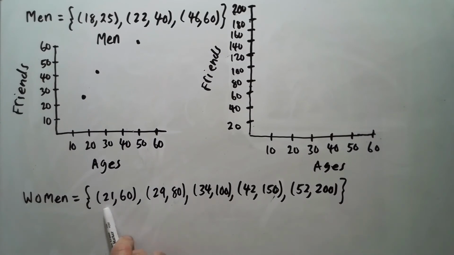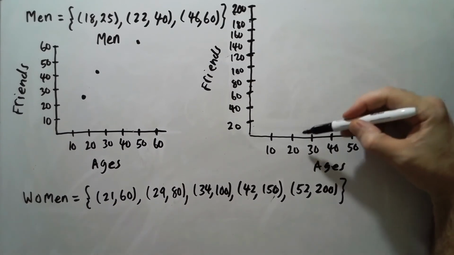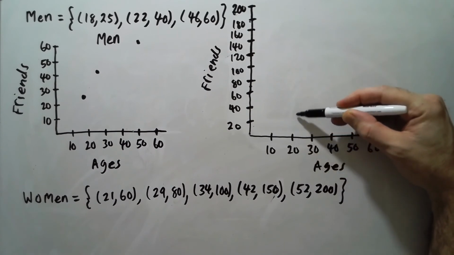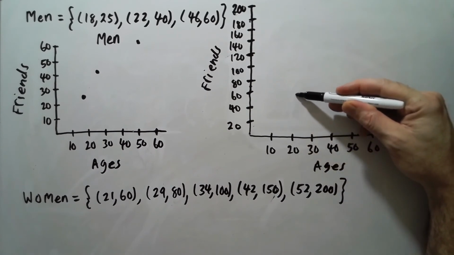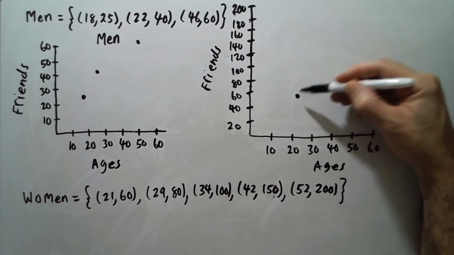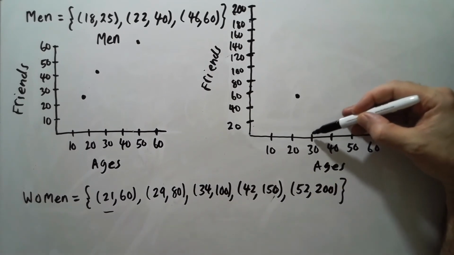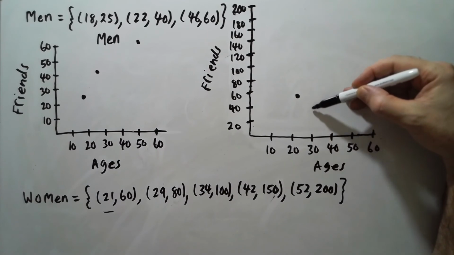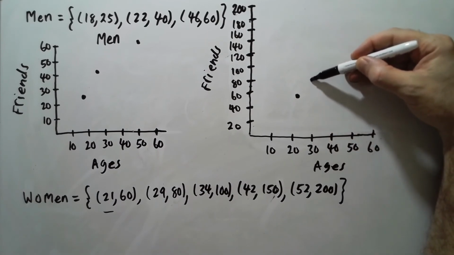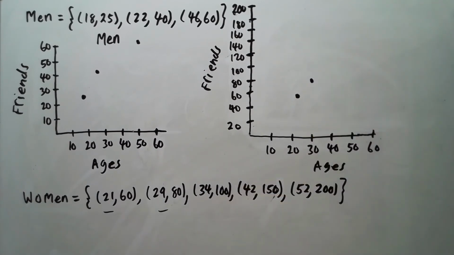So the first one's 21, 60. So 21 age, 60 friends. So 21 is about there, then going up to 60. So about here. That'll be your first point. So we've done that one. Then we need 29, 80. So 29 just about at 30 there. Then up at 80. About here. Done that one.